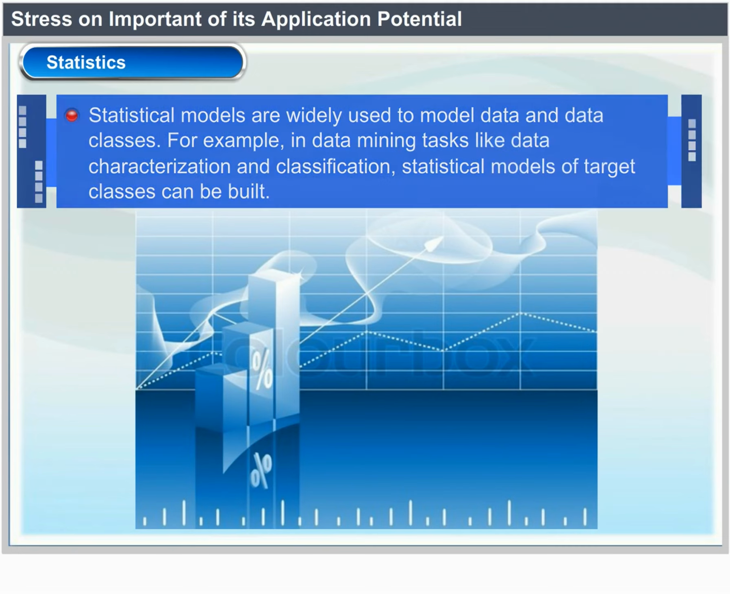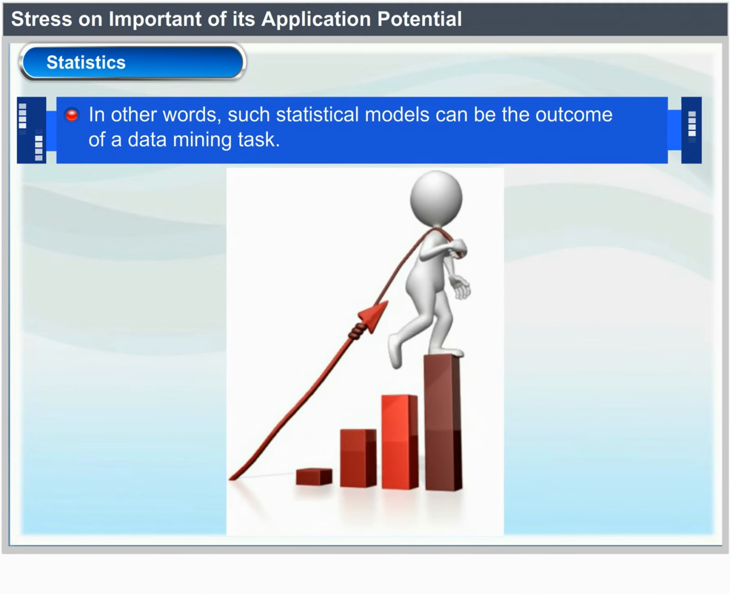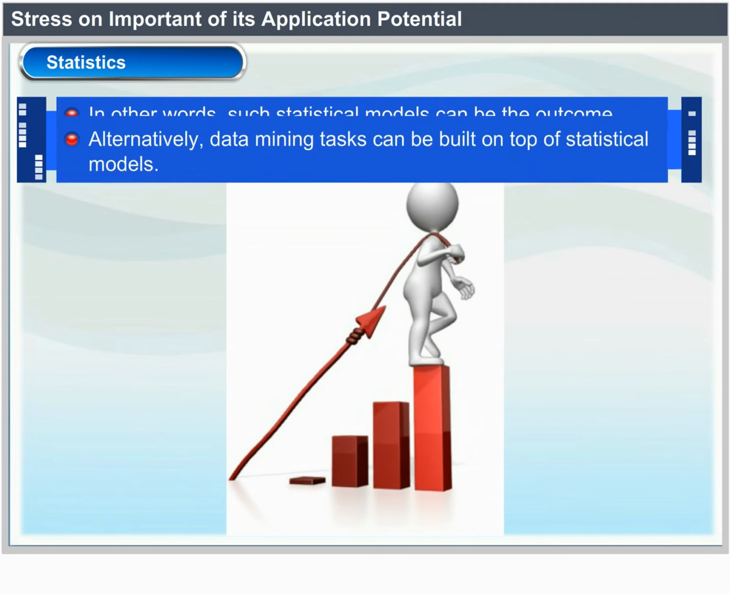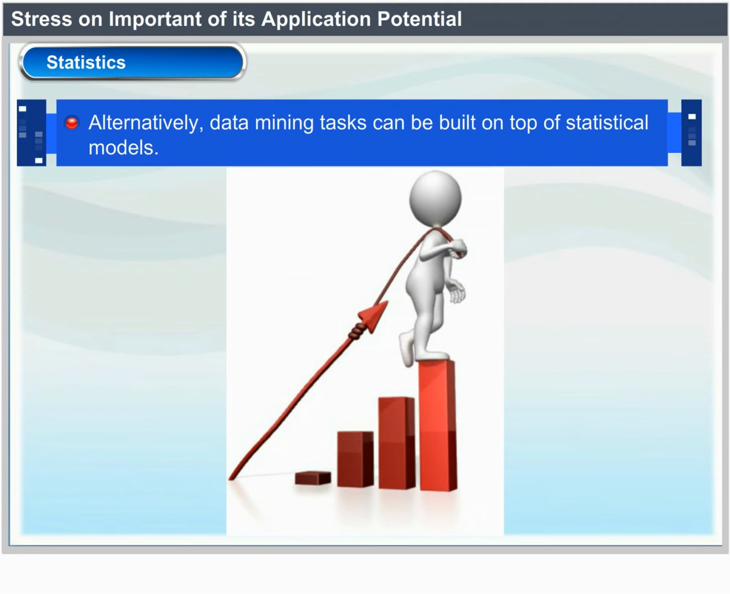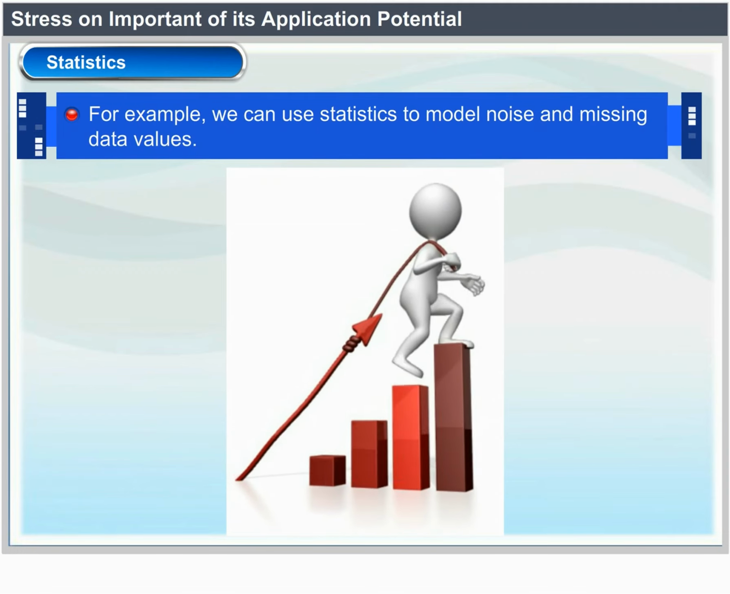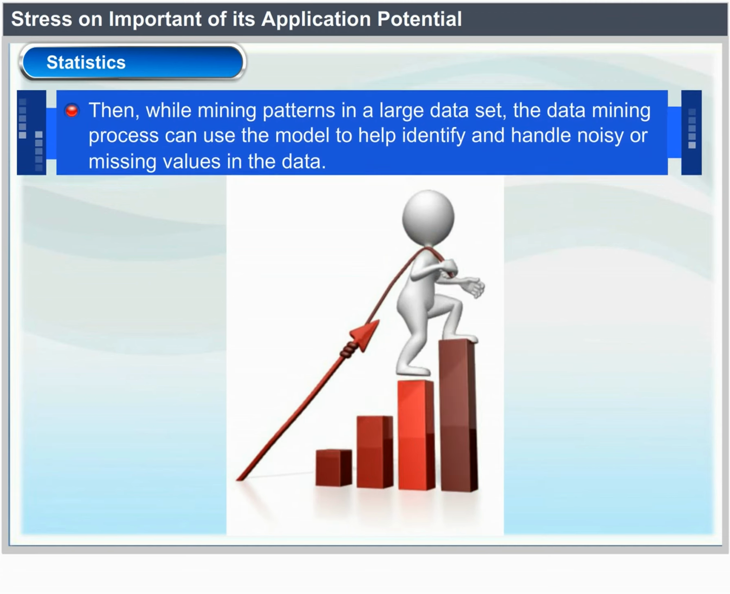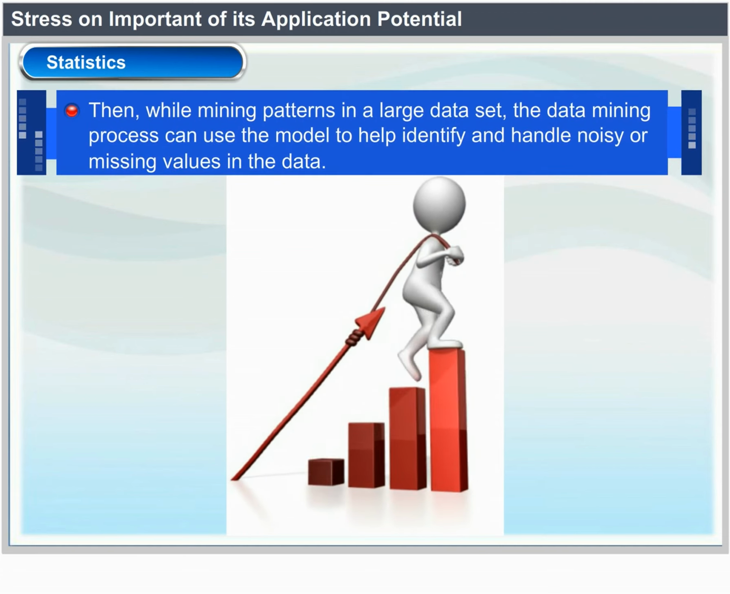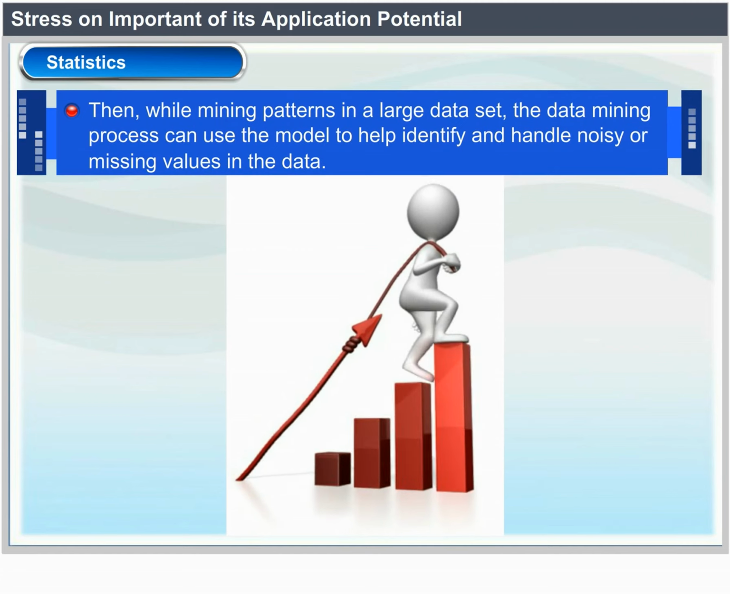In other words, such statistical models can be the outcome of a data mining task. Alternatively, data mining tasks can be built on top of statistical models. For example, we can use statistics to model noise and missing data values. Then, when mining patterns in a large data set, the data mining process can use the model to help identify and handle noisy or missing values in the data.